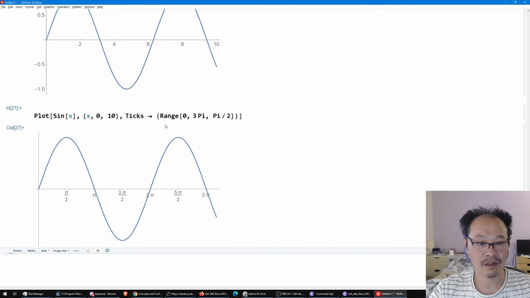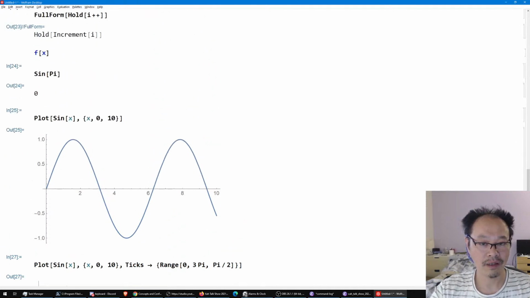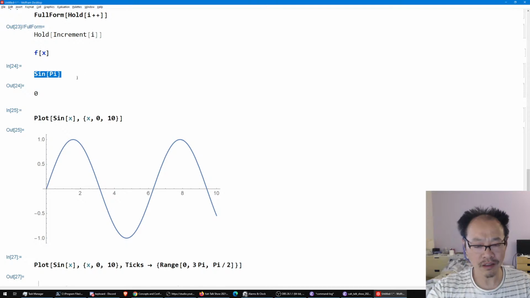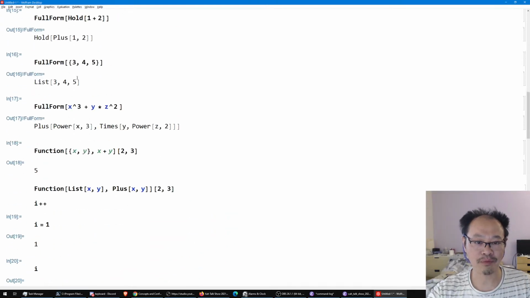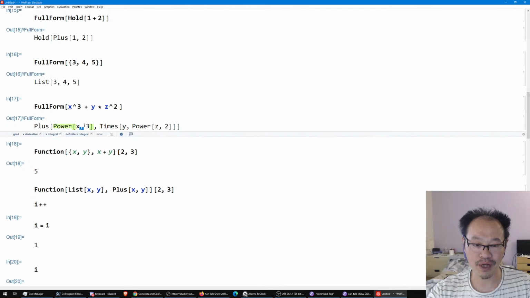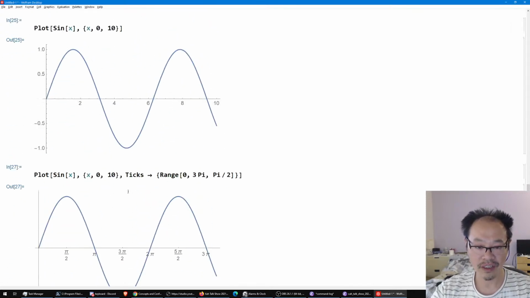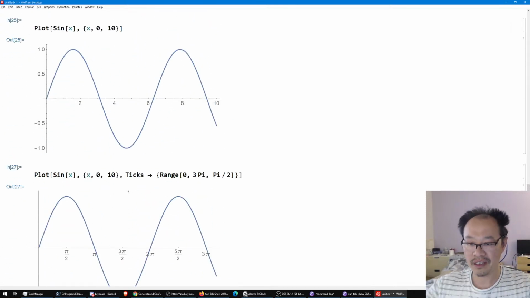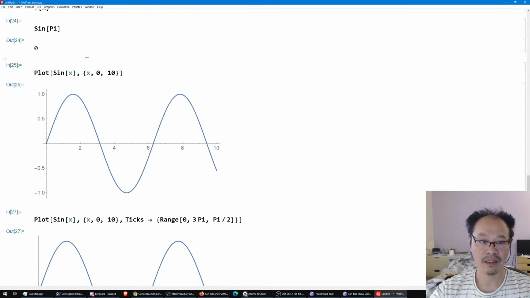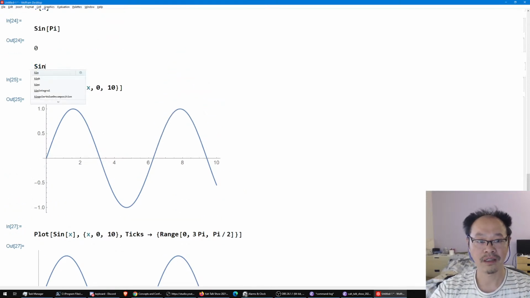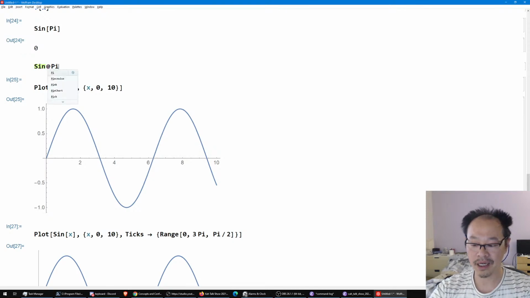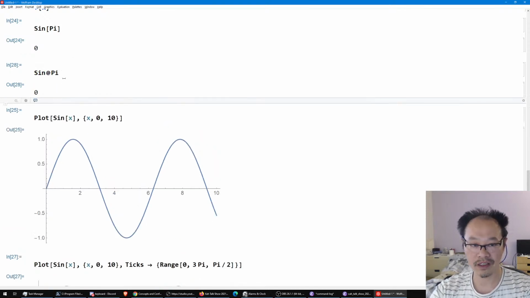So what's my point? My point is, let's go back to sine pi. Prefix notation. Sometimes the fully nested brackets are kind of annoying, right? One convenient way to avoid lots of nested parentheses is prefix notation. Instead of sine pi, you can say sine at pi. That is the prefix notation.